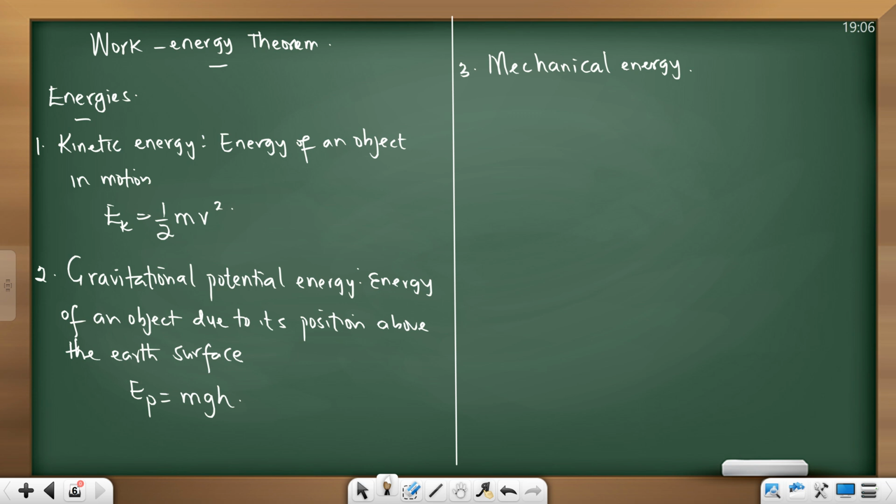Mechanical what? Energy. And what is this? The sum of kinetic and potential energy. Please, this one is not on your formula page, so it's something you need to remember. Emech equals to what? EP plus EK. Emech equals to EP plus EK.